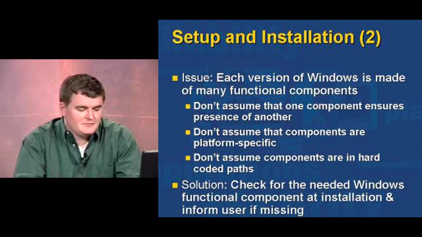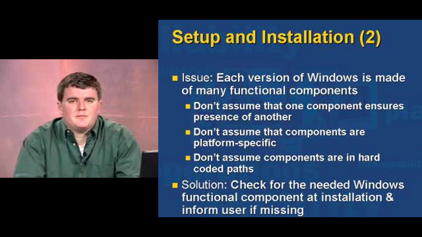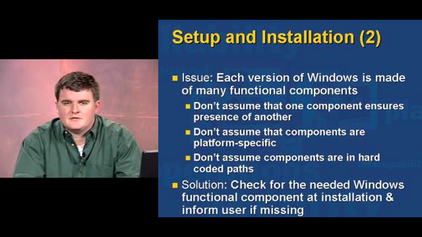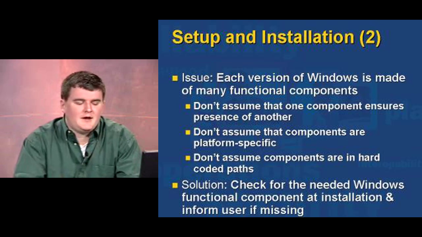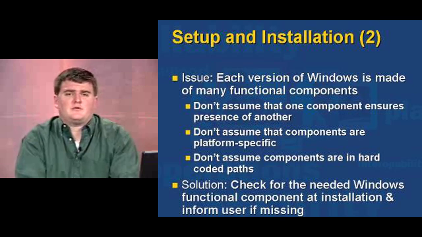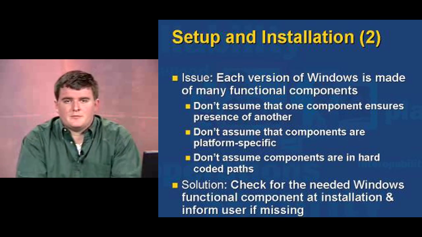And the solution, just check for the functional component you need. If you need MAPI, if you need TAPI, if you need DirectX, check for its existence. The APIs are there. If it's an installation, it will tell the user if it's missing. The operating system informs the user. It then gives them the ability to install it.